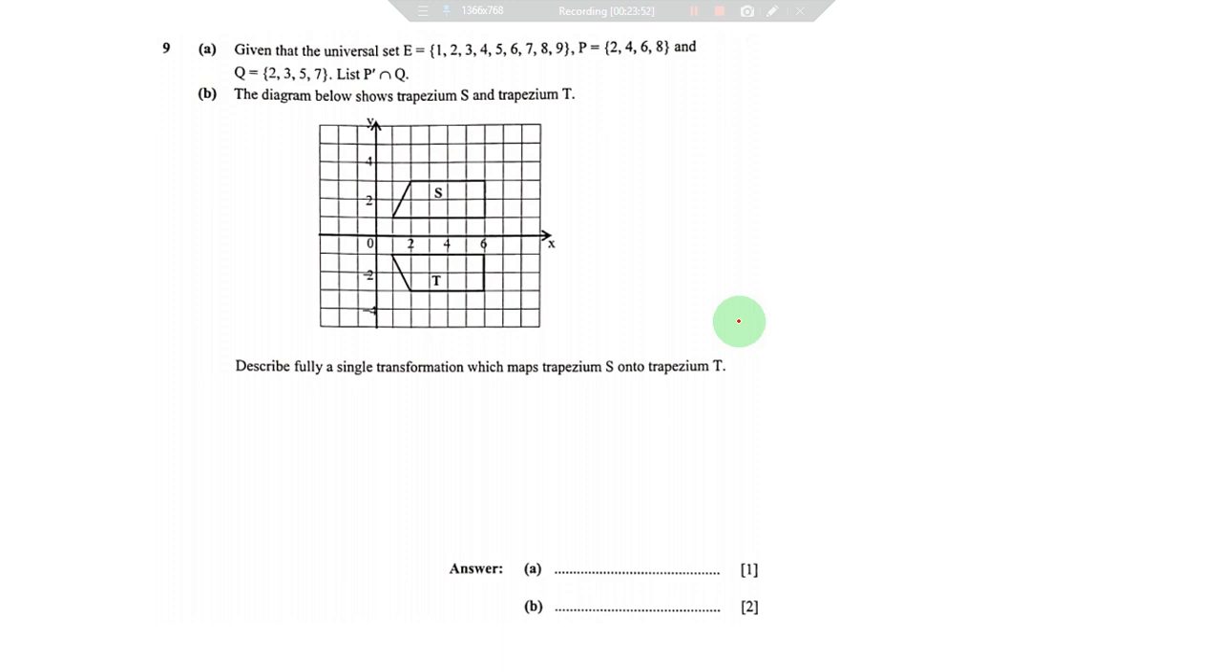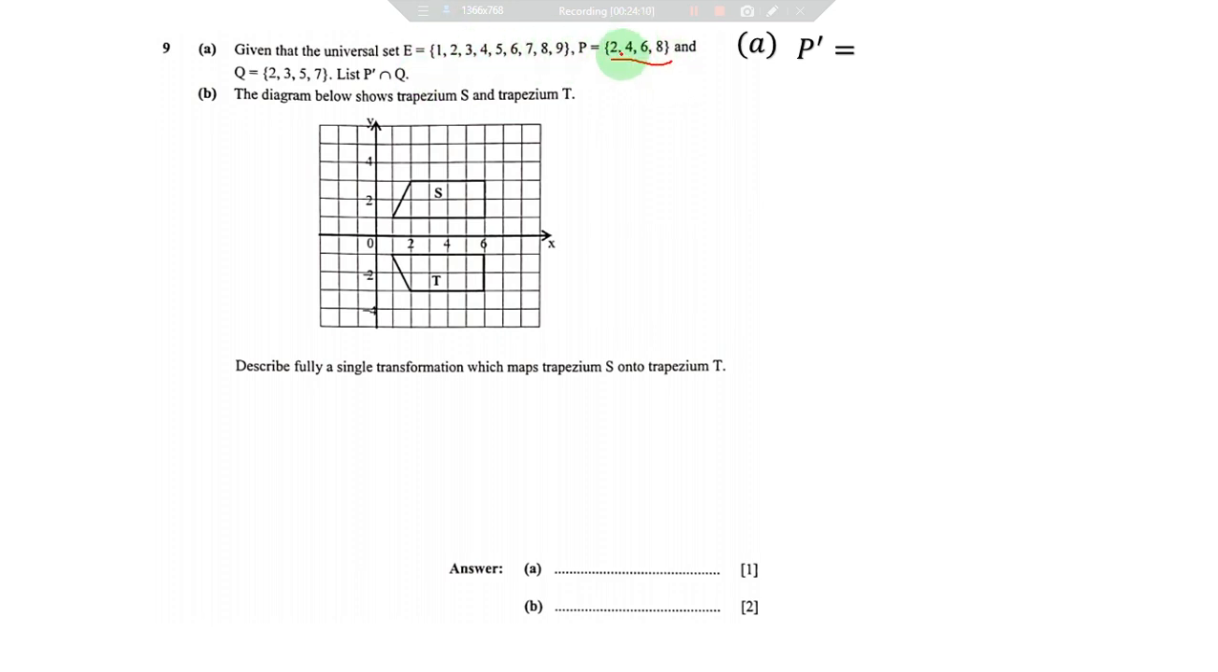First step, one operation at a time. We are going to first of all find the complement of P. P complement simply means the elements that are not members of set P, but they are in the universal set.